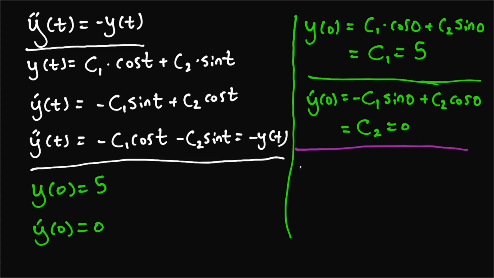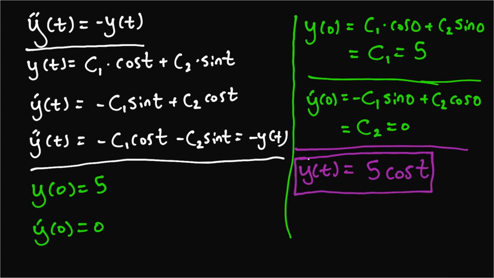Then finally, plugging in this value, we get that the solution to this differential equation with the initial conditions is y of t is equal to 5 cosine t. And that's where I'm going to end this video.